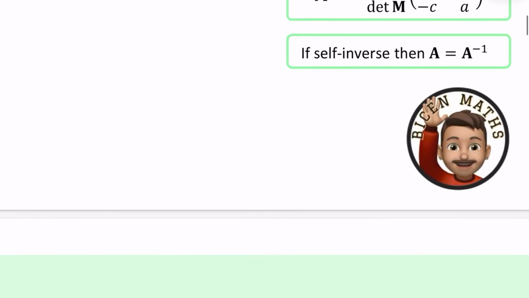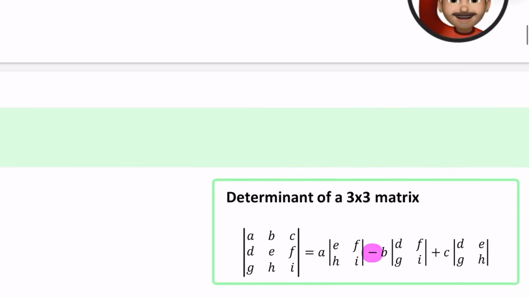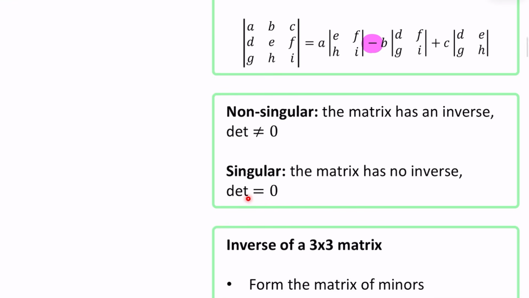One of the ways I remember this is, if the determinant is 0, you're dividing by 0. That can't exist. So the inverse cannot exist if the determinant is equal to 0. In other words, it's singular.